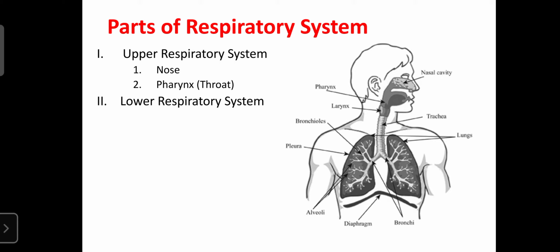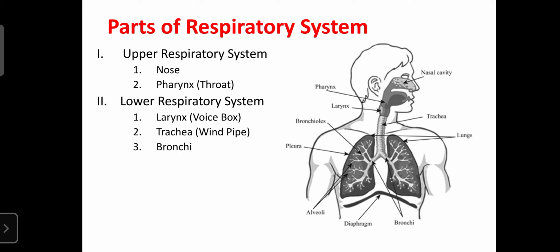Then the lower respiratory organs. First is the larynx, also known as the voice box. The larynx helps in the passage of the air inhaled through the nose and pharynx. Then there is the trachea, the windpipe. It acts as a channel or passage for the flow of respiratory gases or air into the lungs.